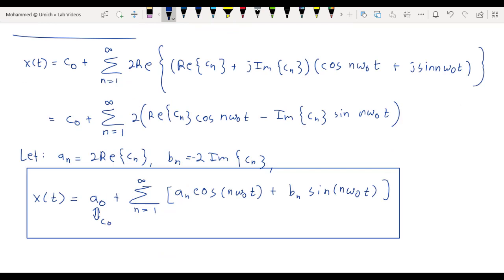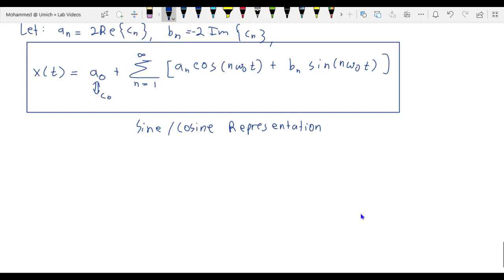So what we just did is represent a real periodic continuous time signal x of t by a weighted sum of harmonically related sine and cosine functions, and this is what's known as the trigonometric Fourier series, also called the sine-cosine representation of the Fourier series.